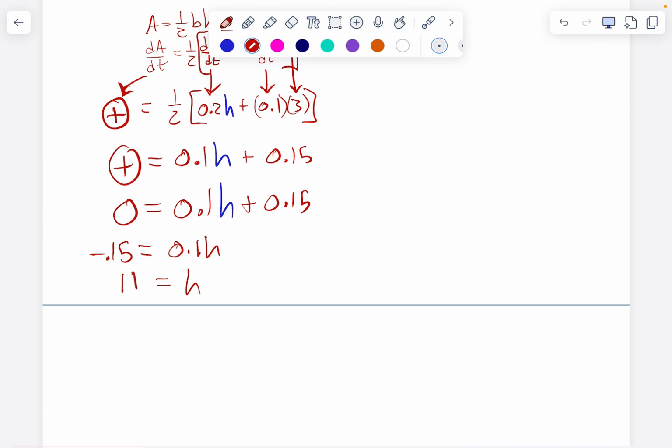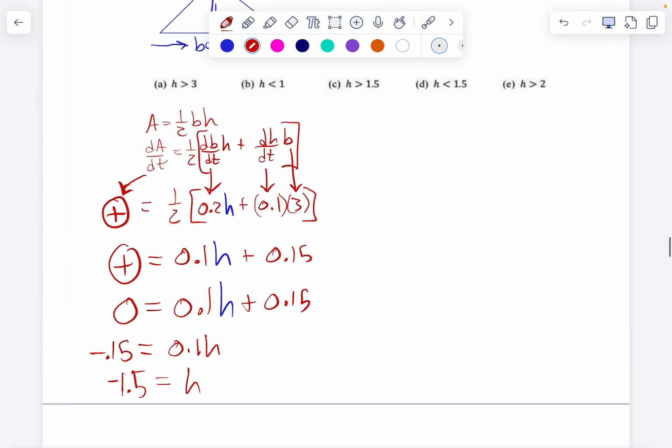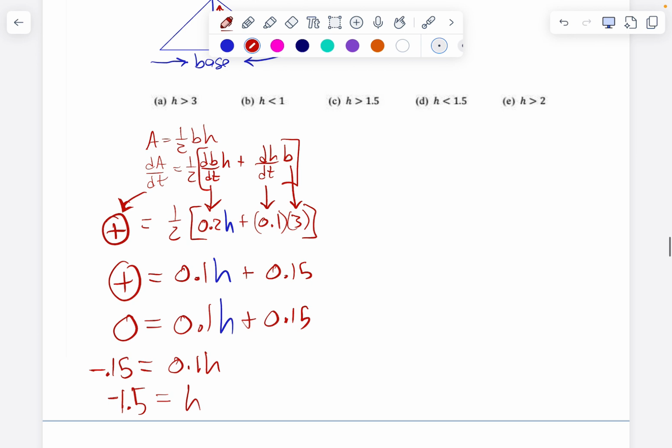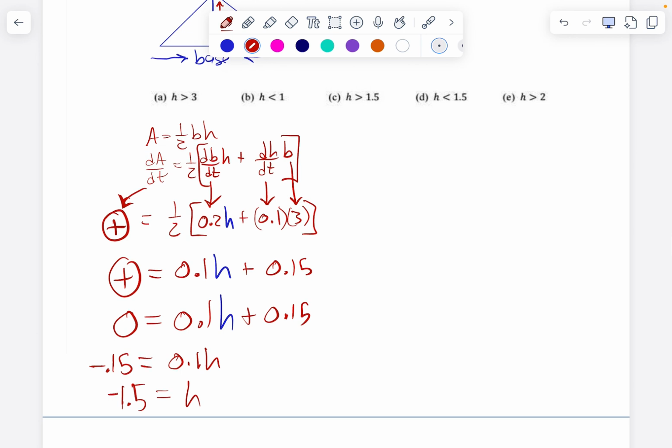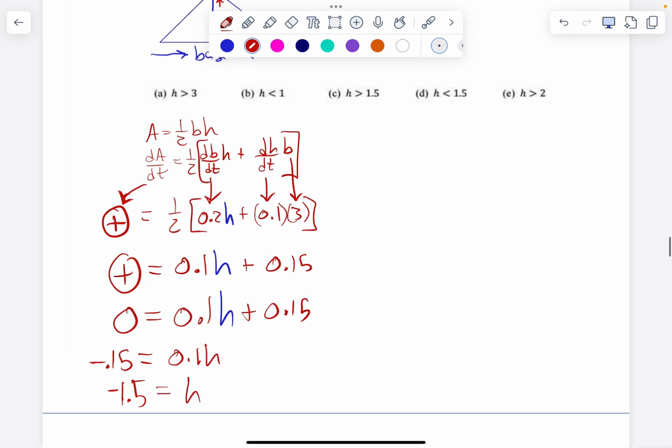Is it negative 1.5? Okay. So as long as we are less than that.